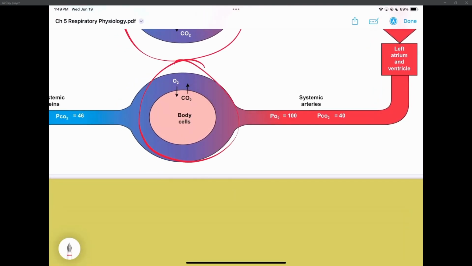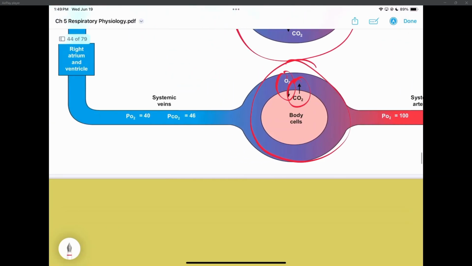At the tissue level, we have unloading of oxygen going into the cells, and we have CO2 being dumped into the blood. It's a waste product. We have to get rid of it. So we are adding CO2 and we're reducing O2 because we're extracting it. So when you look at the systemic veins, PO2 drops down to 40. We've taken 60% of the oxygen out of the blood. When it comes back to the right side of the heart, it's down to 40. We're adding CO2, so CO2 goes up to 46.